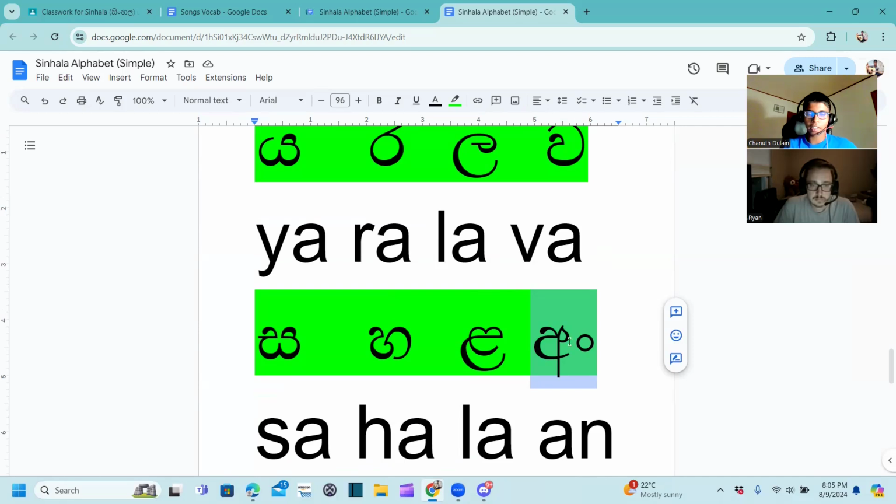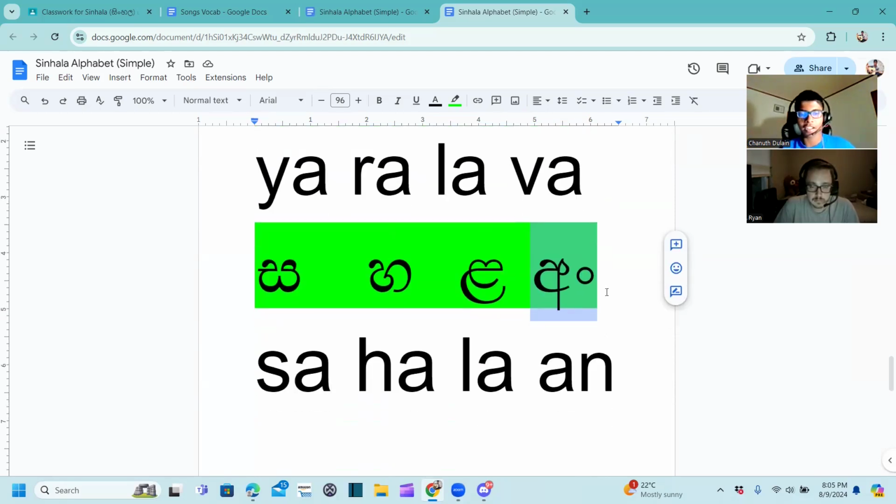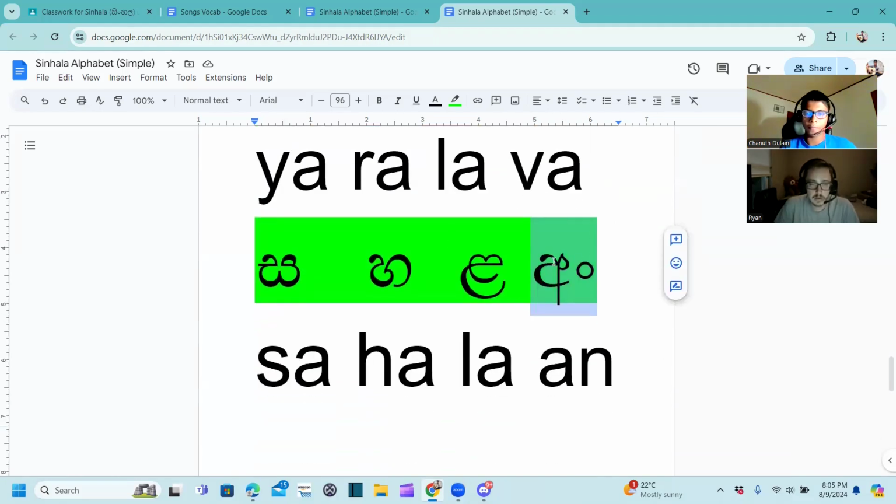See this letter right here? It looks like an A, but it has a circle here. It's actually a letter. So I apologize, I couldn't tell you that earlier. That's okay.